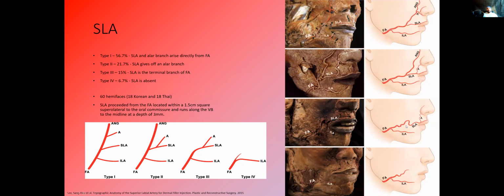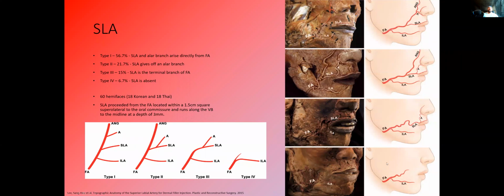In type 3, the superior labii artery has no other branches, so it's the only artery coming off the facial artery for the top lip. And then in type 4, there is no superior labii artery. So some of the patients you're injecting may not even have a superior labii artery, and the lips are supplied predominantly by the inferior labii artery.